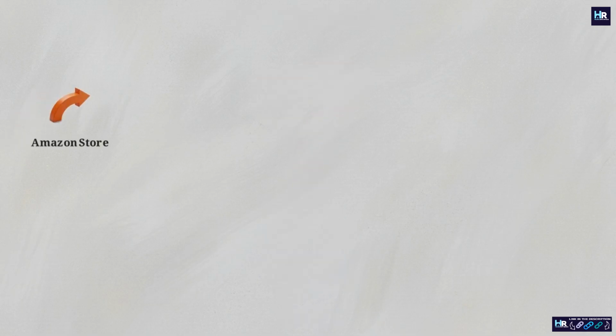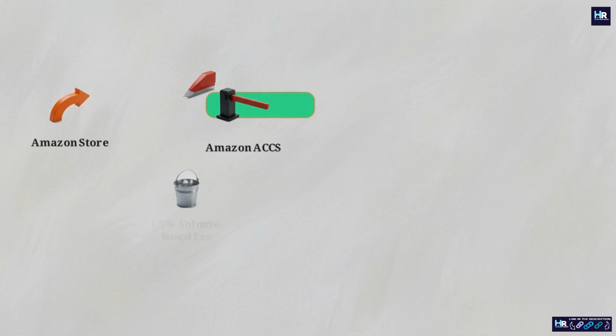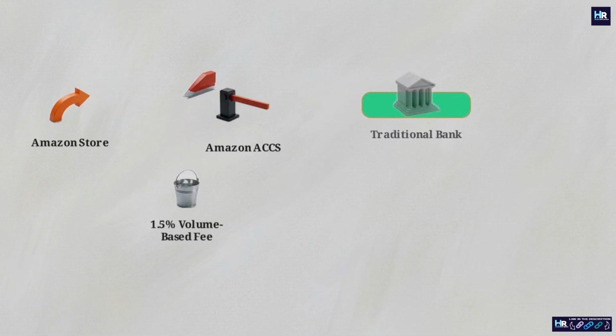This is a financial flowchart showing a gross Amazon payout moving through their default system, the Amazon Currency Converter for Sellers. When it automatically converts those funds into your home currency, it charges a volume-based fee that slices off up to 1.5% of your payout. Then comes the second hit.